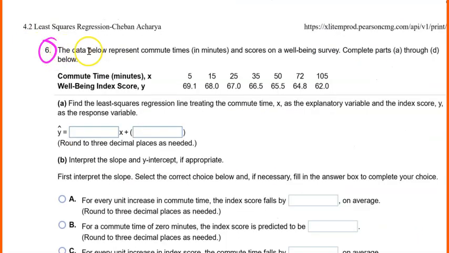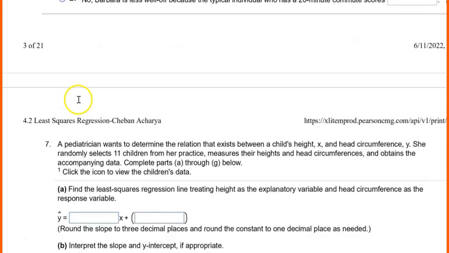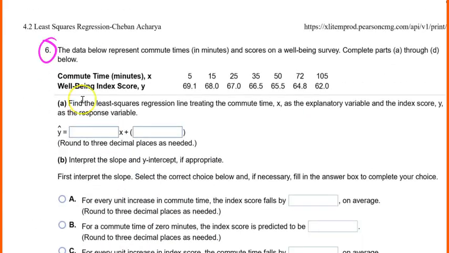Question number 6. The data below represent commute times and scores on a well-being survey. You can see that the X variable is commute time and the well-being score is the Y variable. There are different parts of the question up to D. The first part is to find the least squares regression line, treating the commute time x as the explanatory variable and y as the response variable, which is the well-being index score.